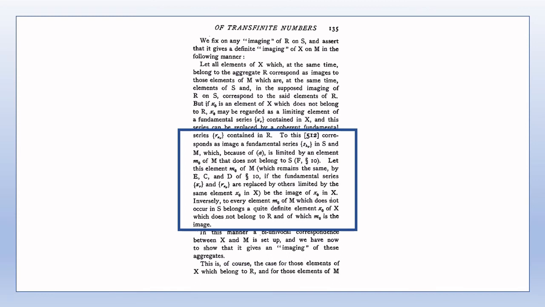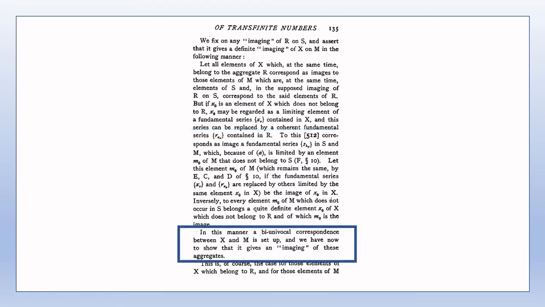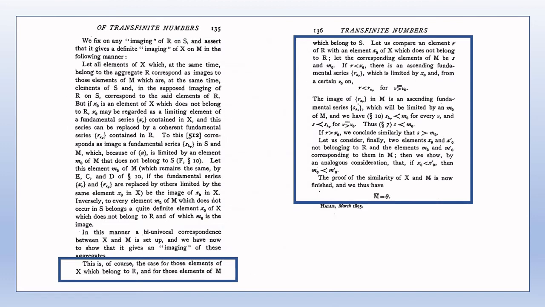The one-to-one correspondence between X and M is formed which shows that X and M are equivalent, but we've yet to show similarity. That is, we still have to show that the correspondence preserves the order relations of the elements of X and M. Since the correspondence between the elements of R and the elements of S was assumed to be an imaging, then the order relation of the elements of R and S respectively is preserved. We still have to check the rest of the elements of X and M respectively.